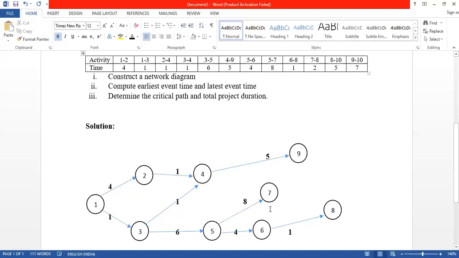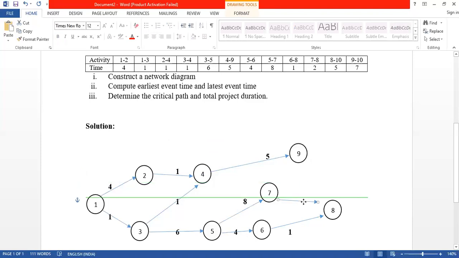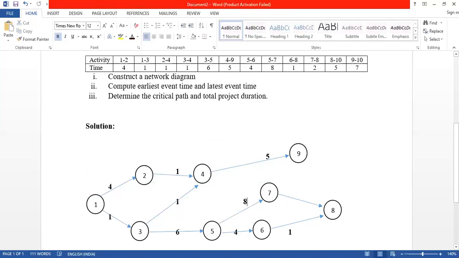7 to 8, we already have event 7 here and event 8 here. So there is an activity which is connecting event 7 to event 8. Seven to 8, right? It is taking 2 hours time. Then 8 to 10. So there is an event called 10, right?